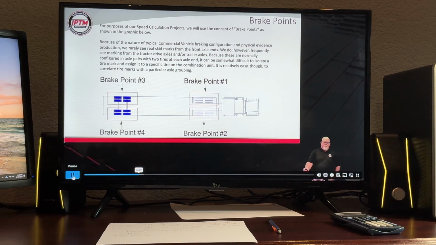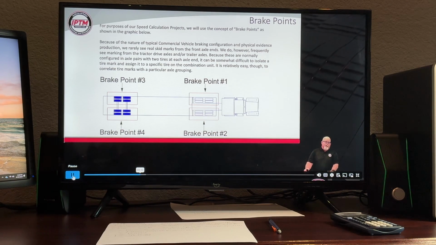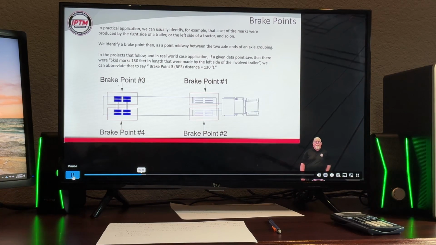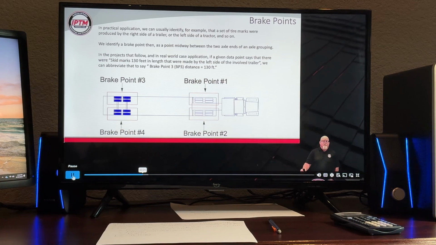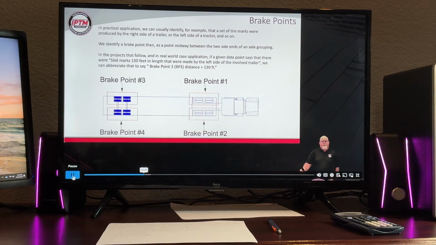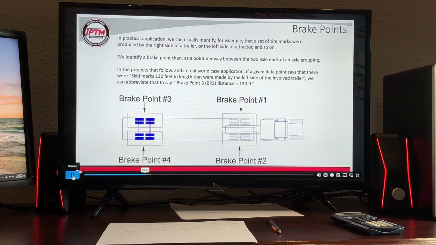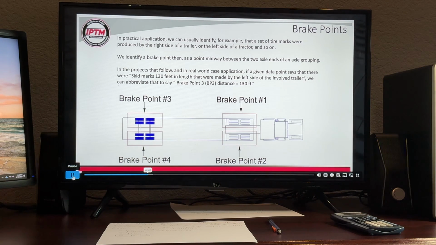Because as we go through these projects, we're going to talk about distances. Breakpoint 3, for instance, left a tire mark of whatever distance. So I wanted you to have that naming convention. What's displayed on the screen here is that if we got 130 feet, we know it came from the left side of the trailer. We say breakpoint 3, left tire marks for a distance of 130 feet. And that gets us to the point where we're able to walk forward to do our calculations.